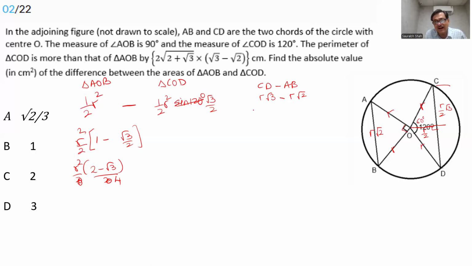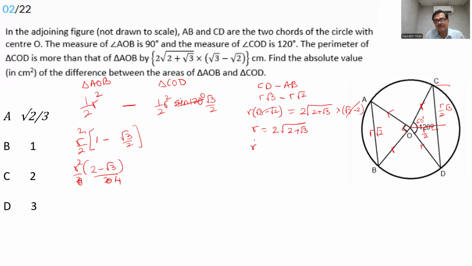So we can write R into root 3 minus root 2. And this is given in the data as 2 into under root 2 plus root 3. Remember, there is a root under the root. And then we are multiplying by root 3 minus 2. So simple, this gets cancelled out. See why they gave you something that looks so frightening? So our radius is simply 2 into root of 2 plus root 3.